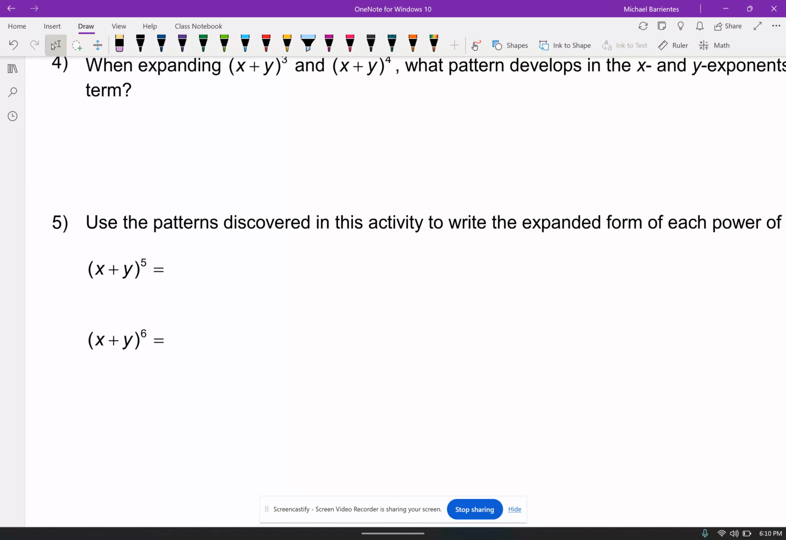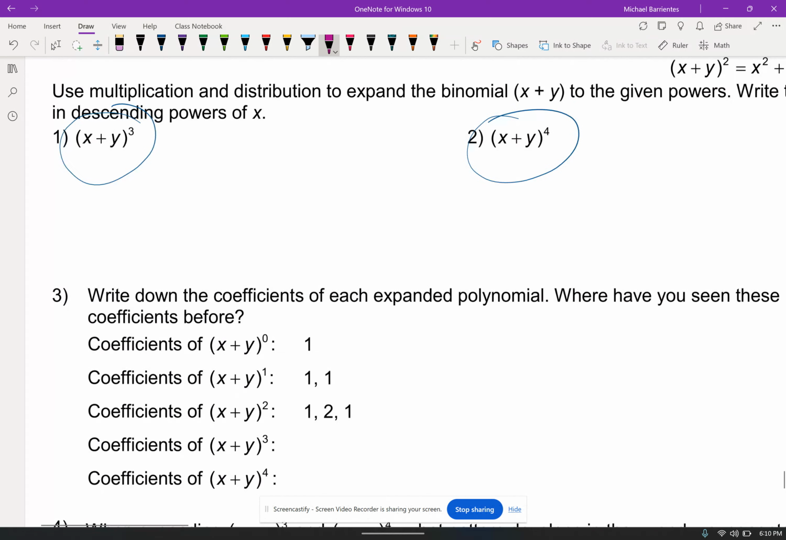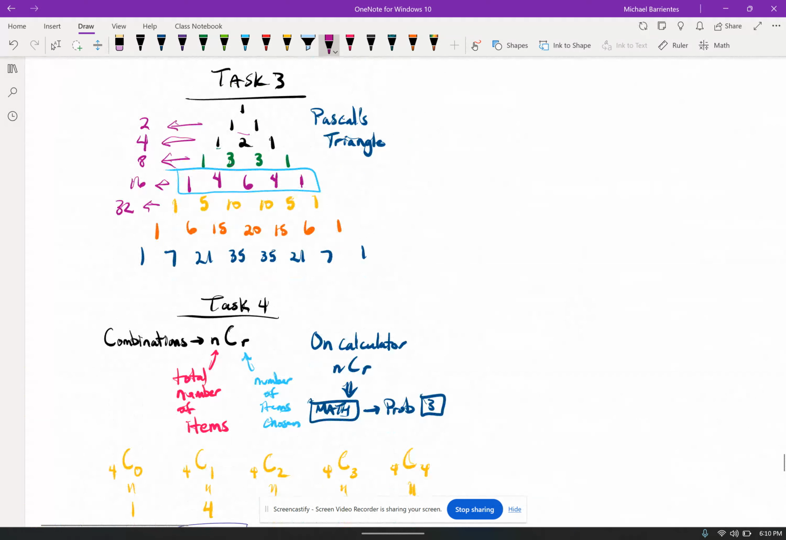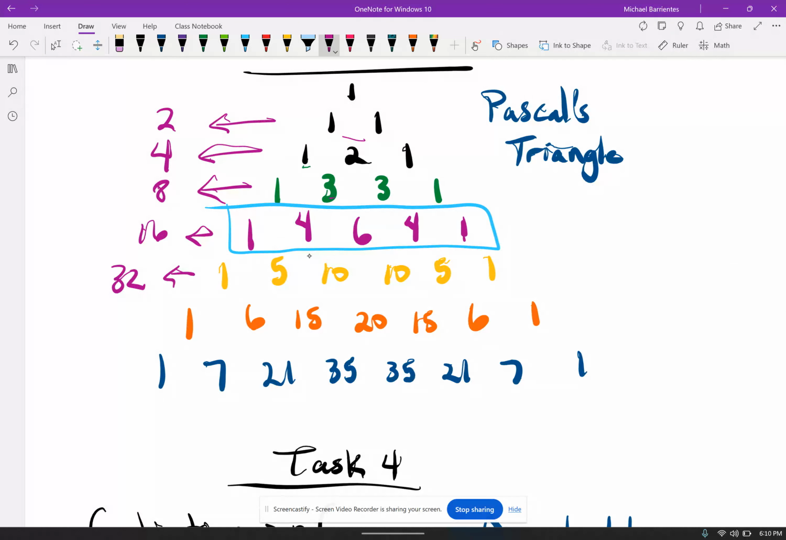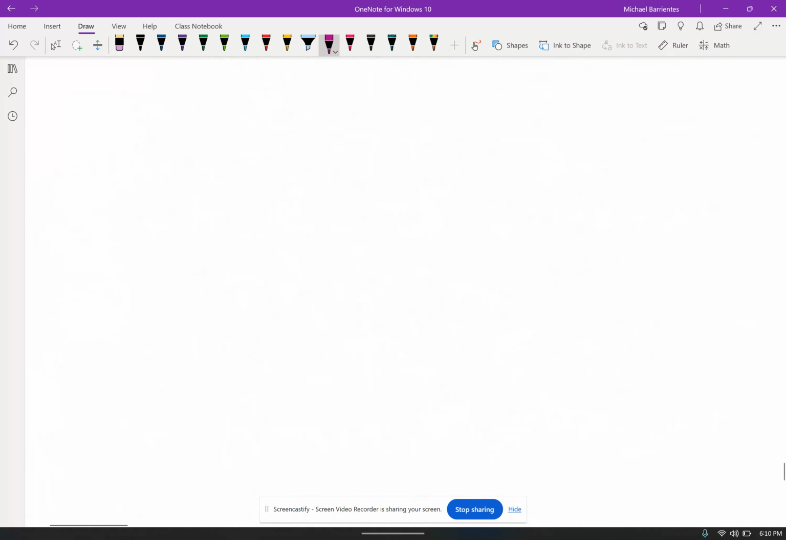So here's what we do. We look at the power. We look at the power and we go to Pascal's triangle to the 5th row because my power was 5. I'm going to write the pattern of numbers here in the 5th row. Why the 5th row? Because this was to the 5th power.